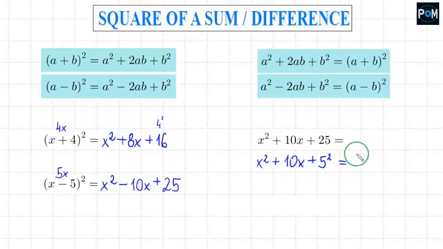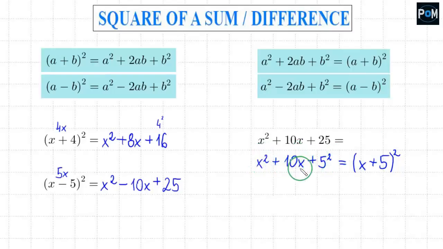We put brackets here according to this formula. It should be a plus b here, which means what is at the beginning without the square, which is x, plus what is at the end without the square, which is 5. And all of this squared. That should be correct, but we're not sure yet. The beginning matches, the end certainly matches.